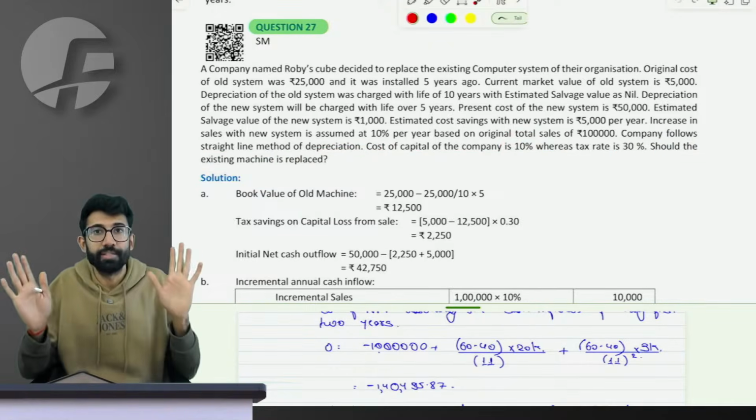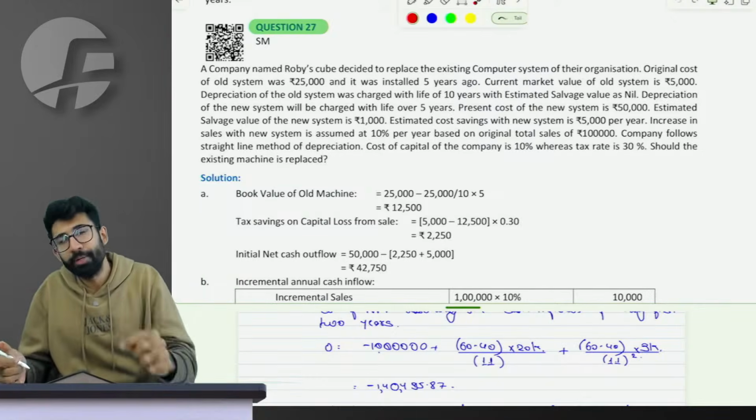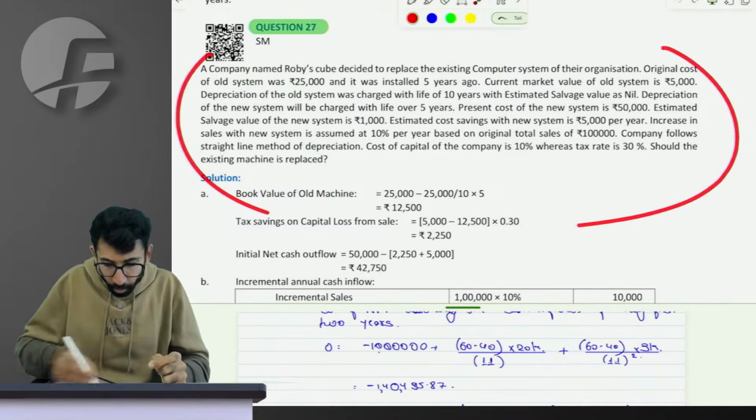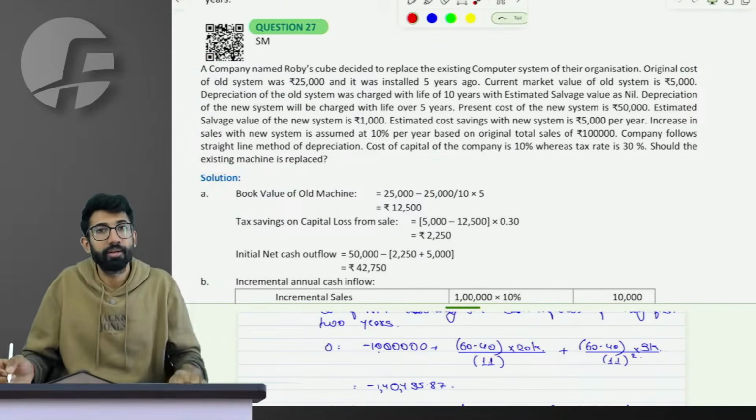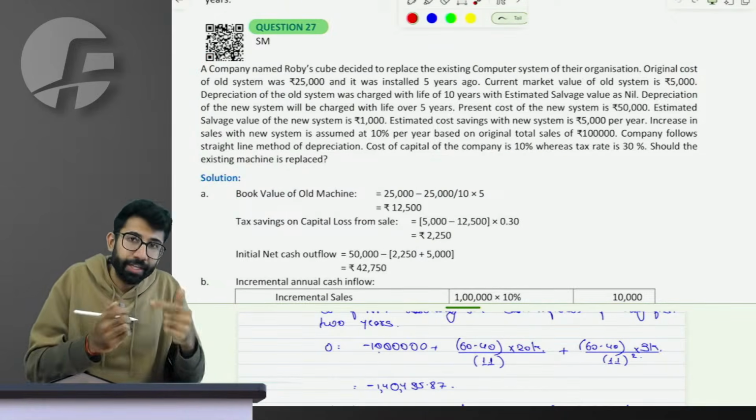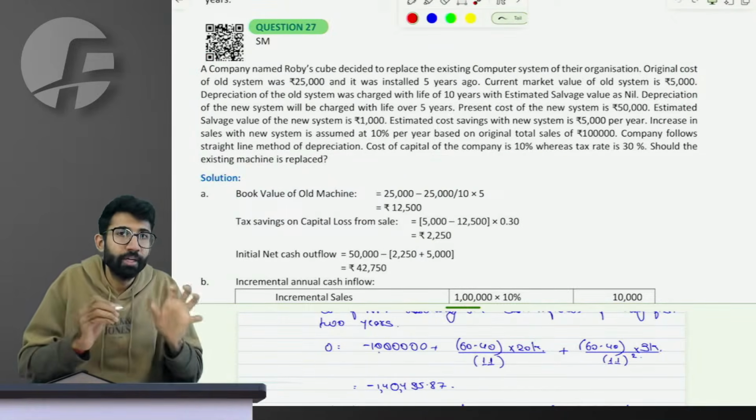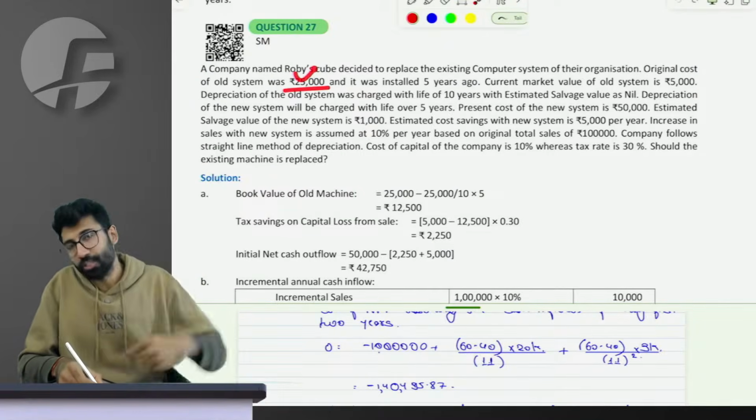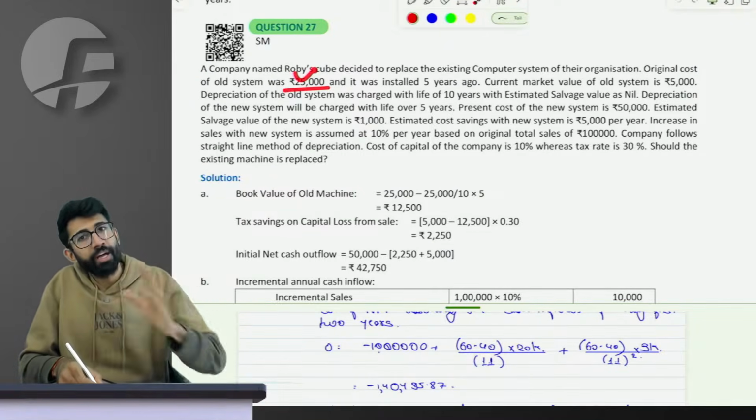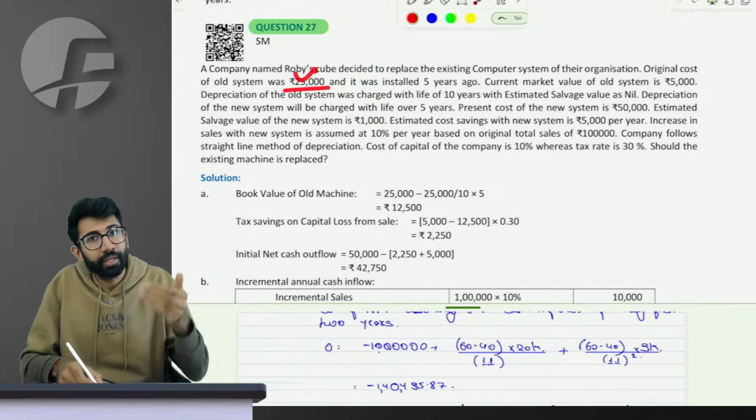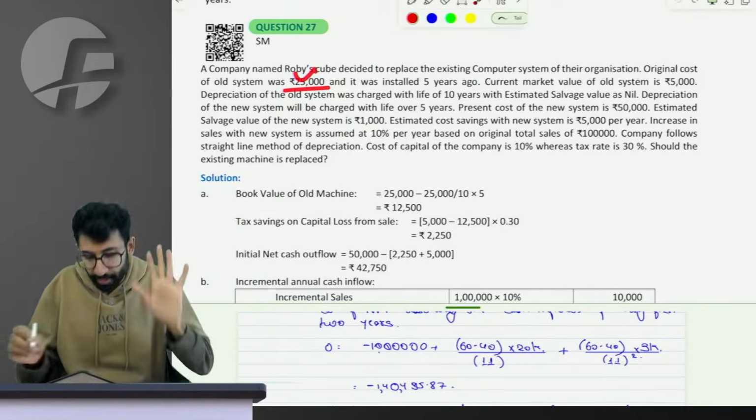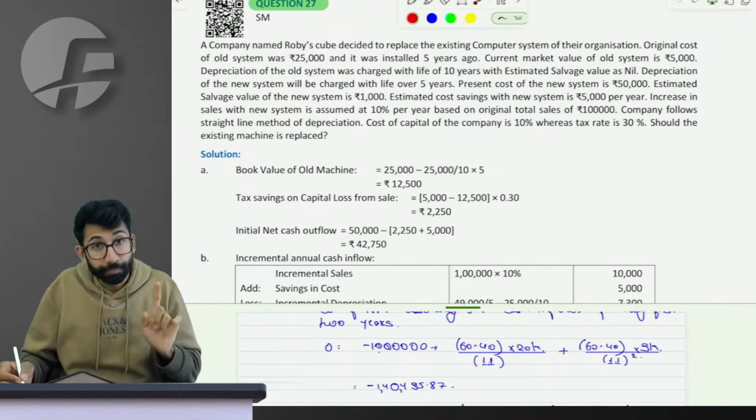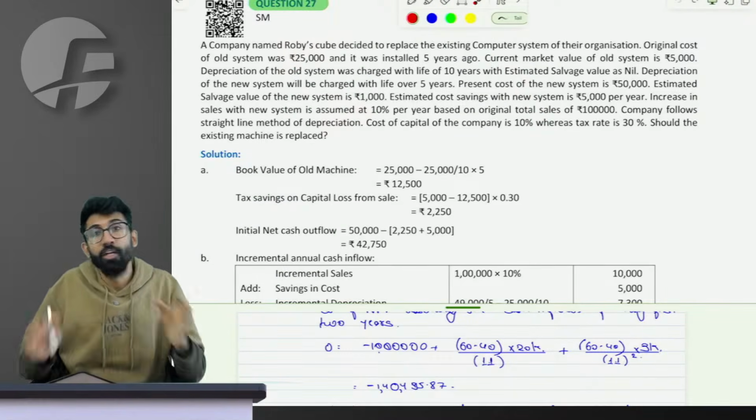Sir, common sense. Think with me independently. I can bet this question will be the most simplified question of the entire chapter. Sir, option 1, if I continue the old machine, will anything go out of my pocket today? No. I already have a machine purchased 5 years back. Today I don't have to do anything. I just have to continue to use it. Initial outflow is 0 in alternative 1.